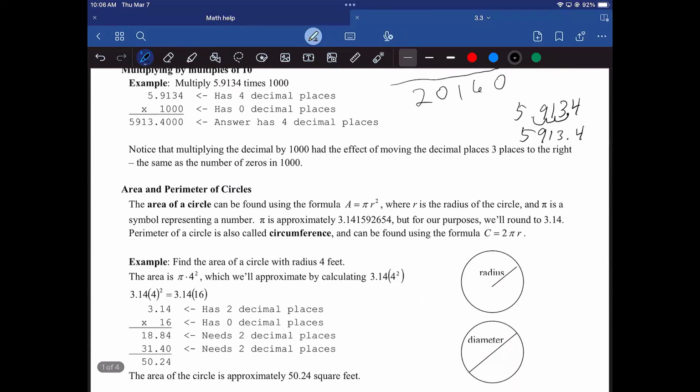All right. Now let's talk about the area and perimeter of a circle. So the area can be found with the formula area is equal to pi r squared. Now the difference between a radius and a diameter. Diameter is from one side to the other. Radius is from the very center to the edge of the circle.